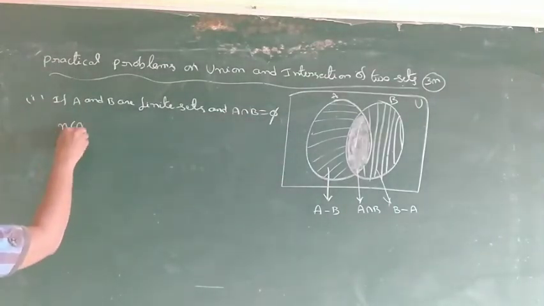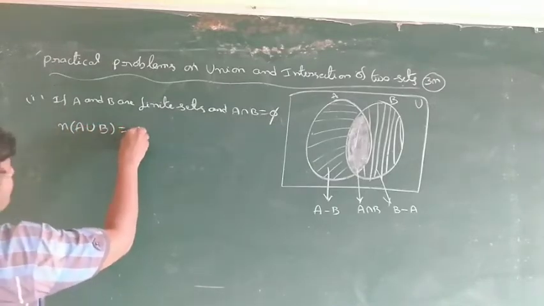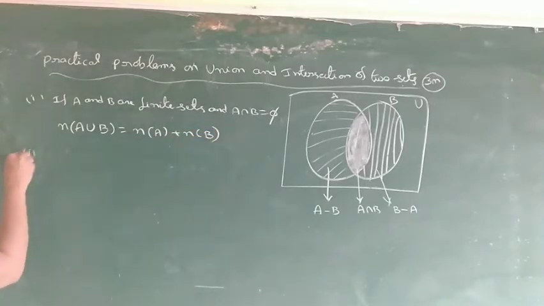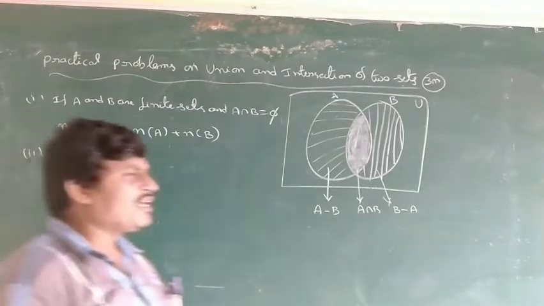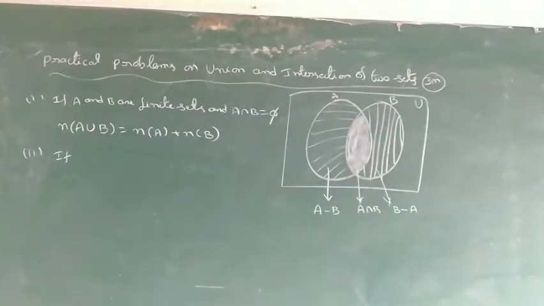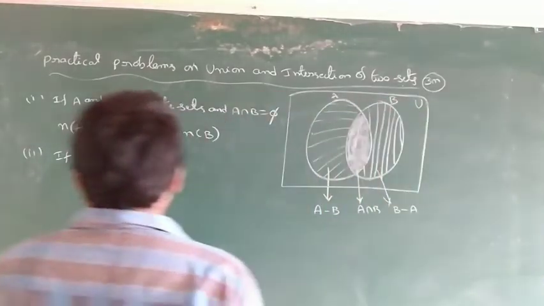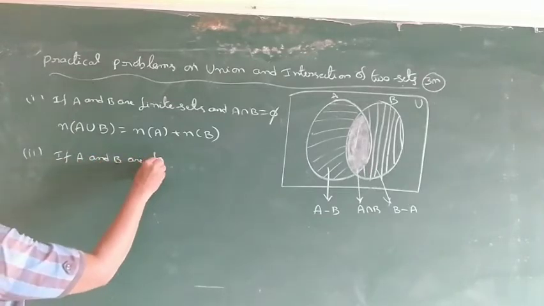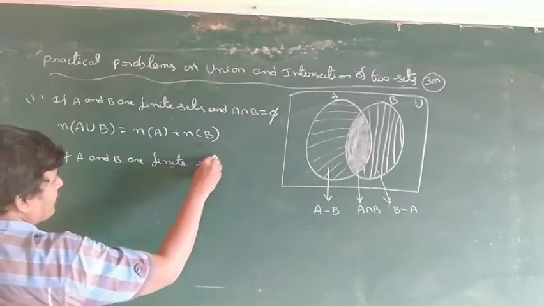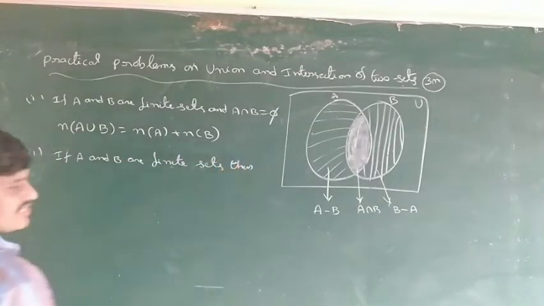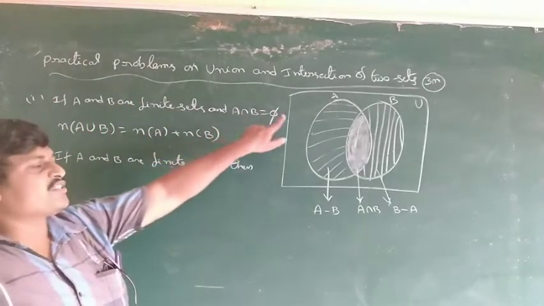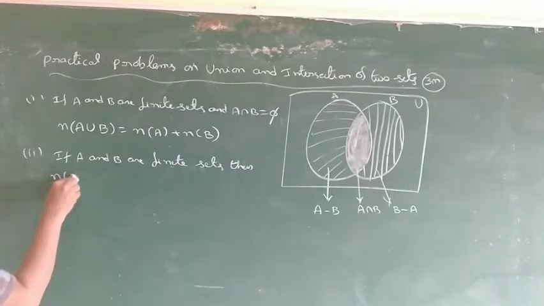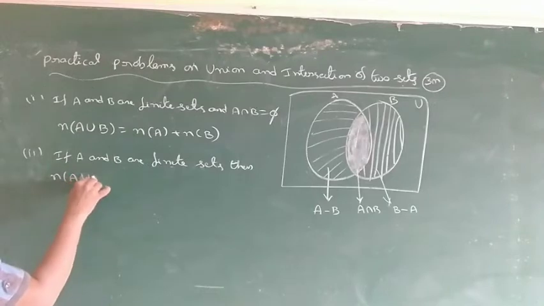Then n of A union B is equal to n of A plus n of B. The first one: A and B are finite sets and A intersection B is equal to phi. In the second one, A and B are finite sets only, then n of A union B.